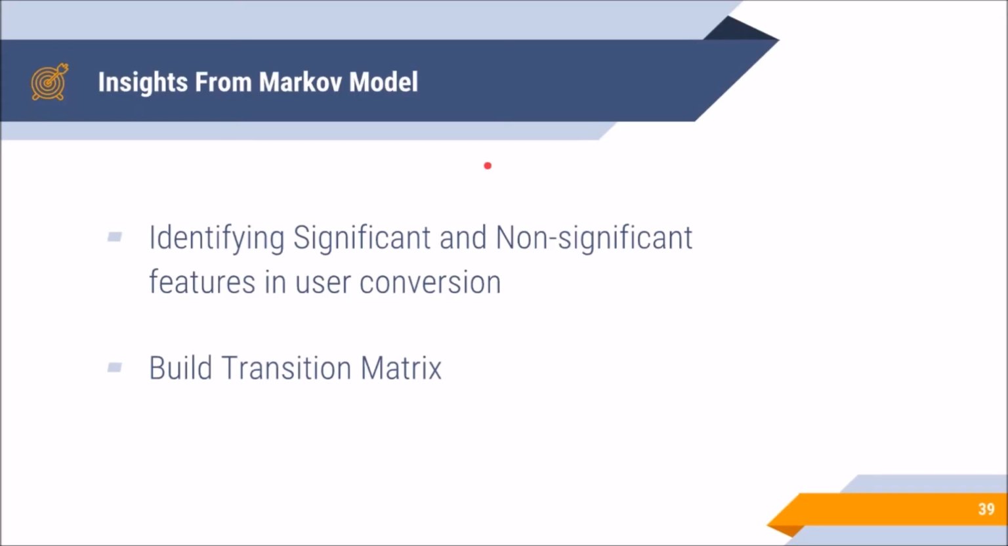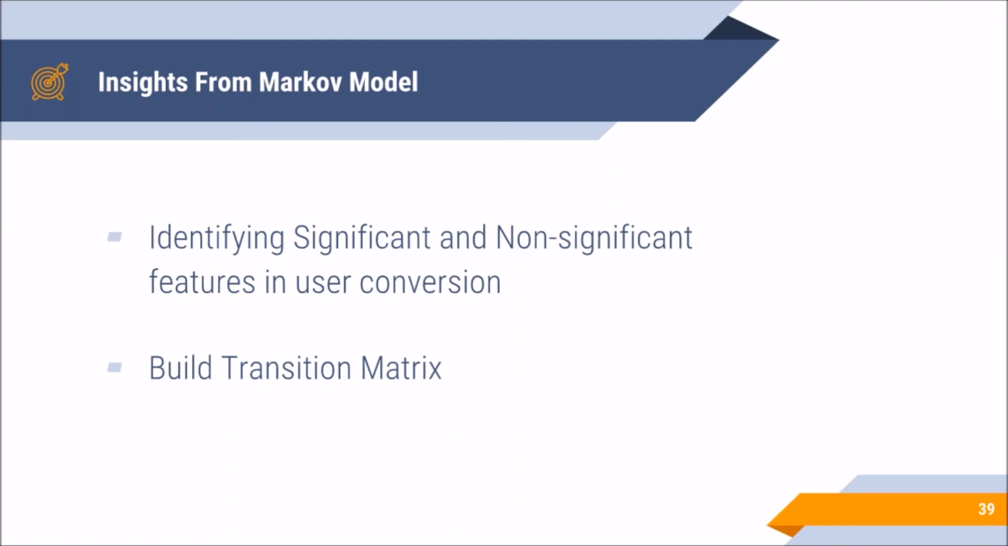Let's talk about the insights we can get from the Markov model. The very first insight is that we can identify significant and non-significant features in user conversion. For example, if we do a Markov model on a set of features, then with the help of the removal effect we can attribute the conversions to various features and identify which features are weak. By identifying those, we can make necessary changes to those features and make the user experience as engaging as possible.